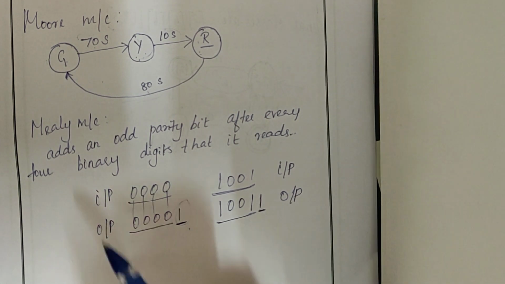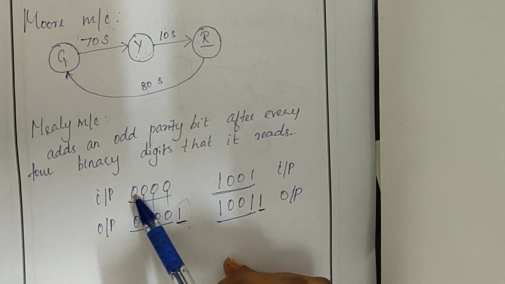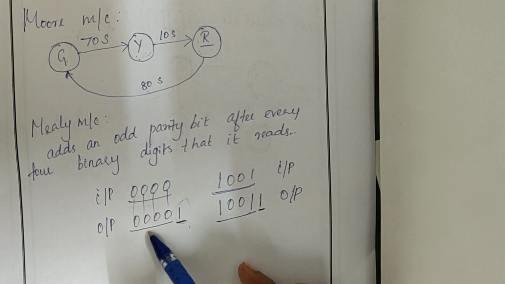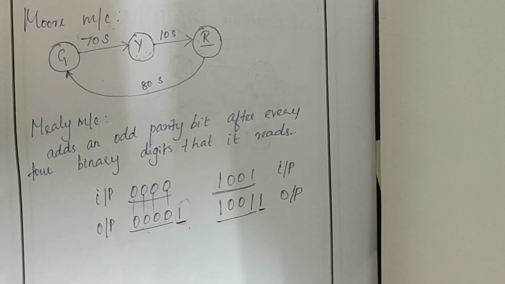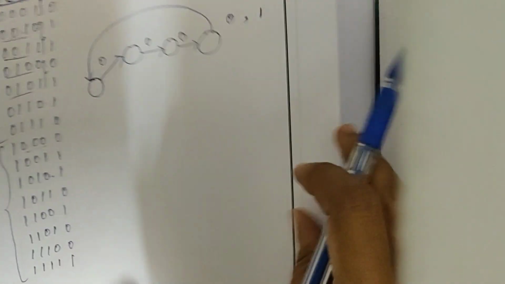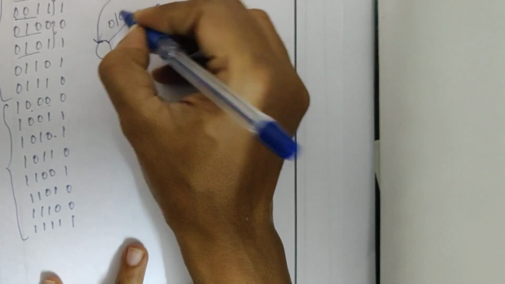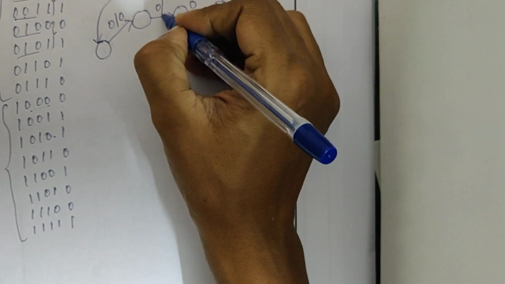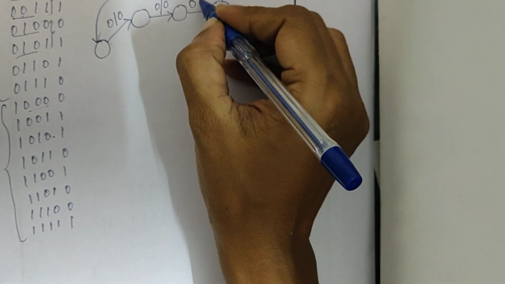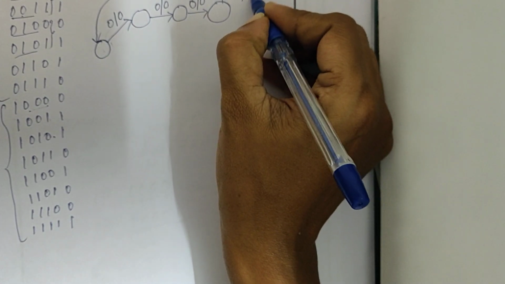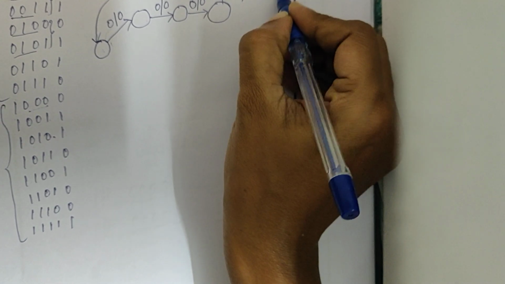Whatever bits I am having in my input, the same bits I need in my output also. So what I will do here is, if 0 is my input, the output should also be 0. If 0 is my input, output should be 0. If 0 is my input, output should be 0. 0 input, output is 0. 1 input, output is 1.